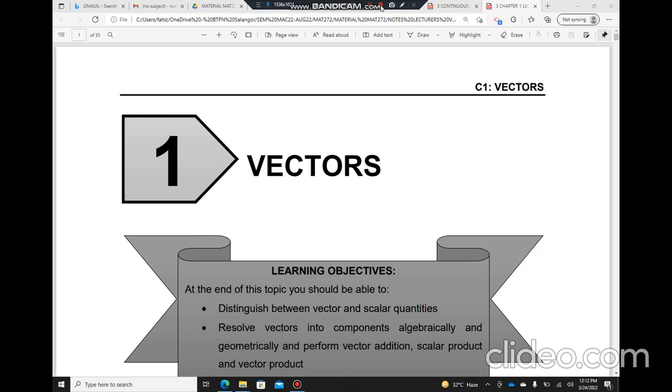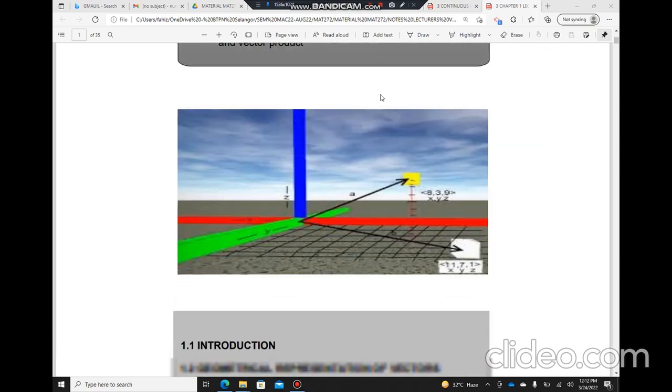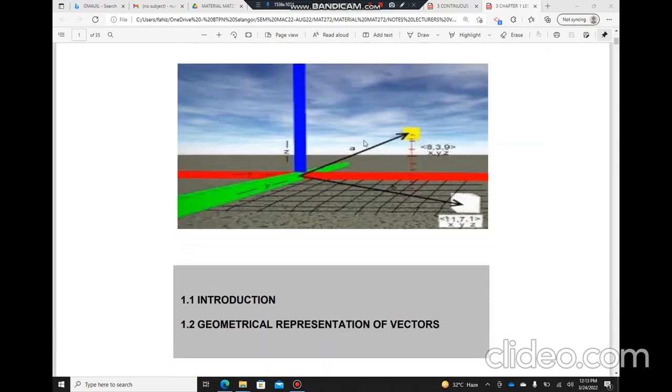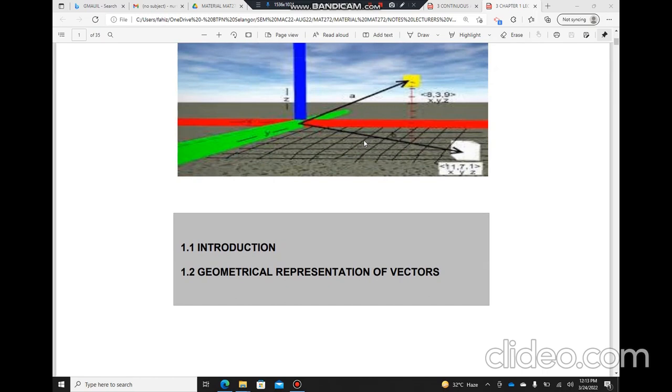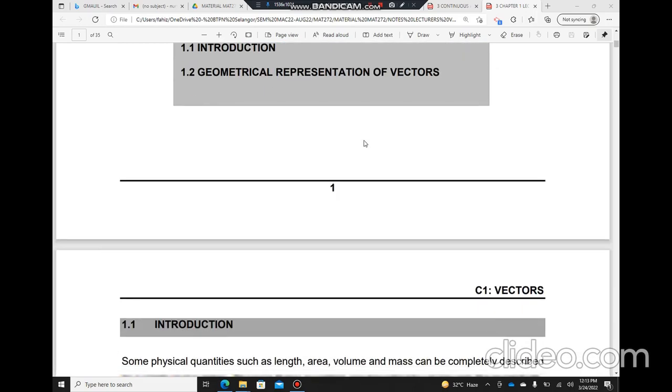Okay, so for the first topic for this course, chapter 1 vectors. The learning objective at the end of this topic, you should be able to distinguish between vector and scalar quantities, resolve vectors into components algebraically and geometrically, and perform vector addition, scalar product and vector product. So we have subtopic introduction and geometrical representation of vectors.